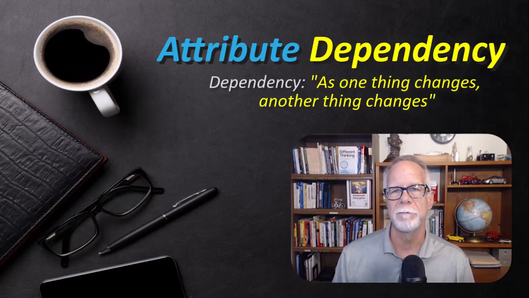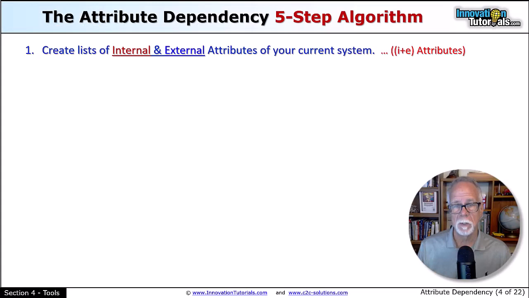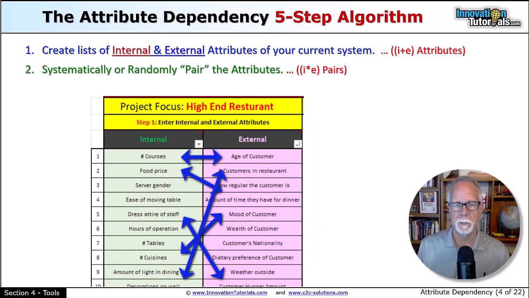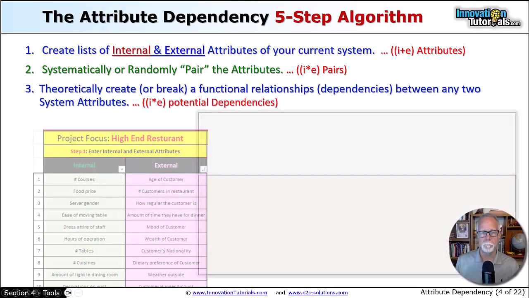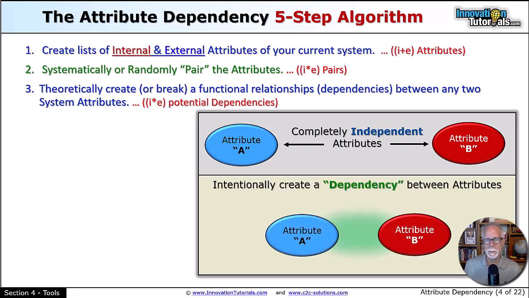Let me show you a quick summary of a 5-step algorithm to use attribute dependency. First, we create a list of internal and external attributes for your current system. Internal attributes are things you control, and external attributes are things that you don't control. Next, you systematically or randomly pair the attributes. In step 3, you theoretically create or break a functional relationship or a dependency between these two system attributes. So you have attribute A and attribute B that are typically completely independent, and then we intentionally create a dependency between those two attributes. A influences B in some way, or B depends on A in some way.